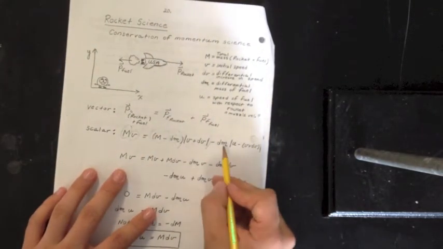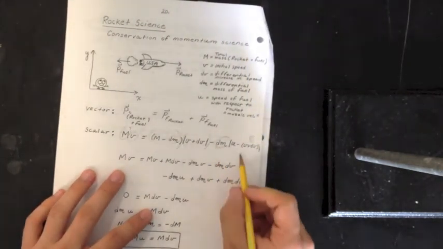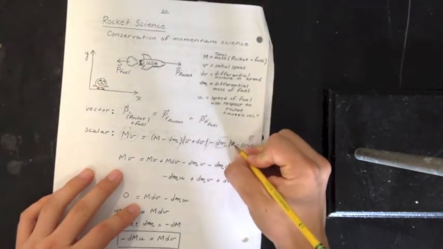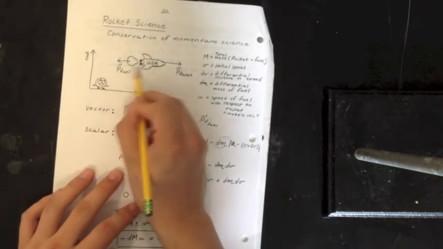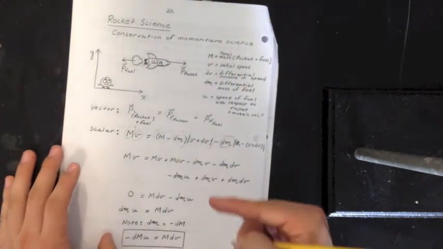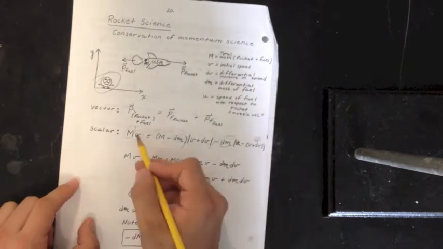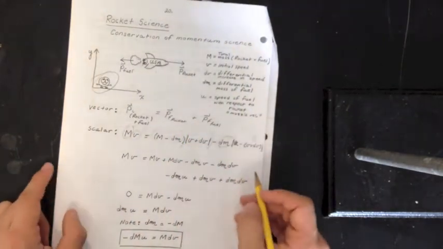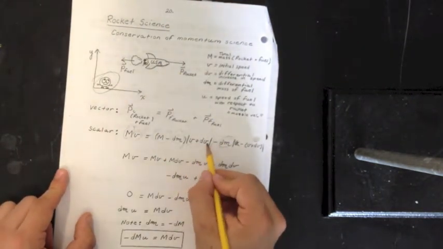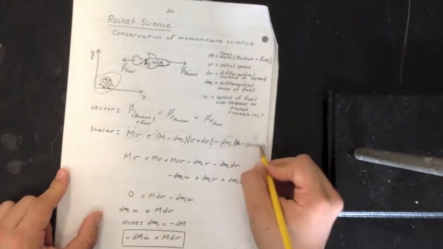Now, for the fuel itself, the mass is the differential mass of the fuel. As far as the velocity goes, it's the muzzle velocity, u. That's the speed that it launches out of the rocket with respect to the rocket. But because you want it with respect to the person observing, you're going to want to subtract the velocity of the rocket, which is v plus dv. So you have negative dm times u minus v plus dv.